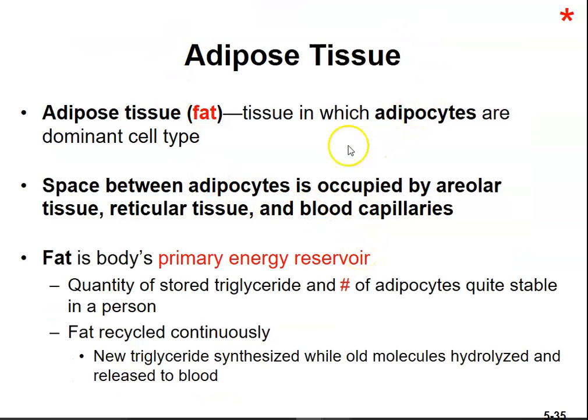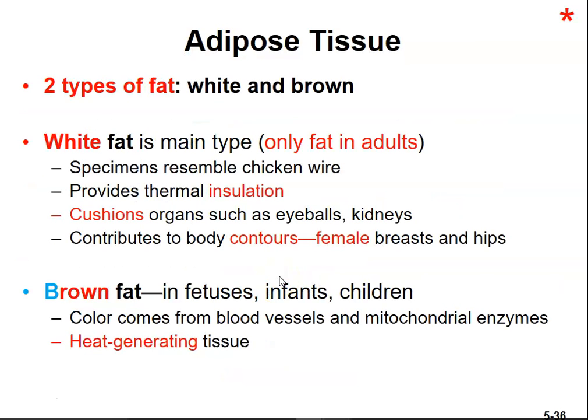Adipose is another type of connective tissue. Everybody knows adipocytes are for storage of fat. The function of the fat is as an energy resource. The fat in the adult is white fat. It can provide thermal insulation, it can function as a cushion, and it can also contribute to body parts in the female, like breast and hips.